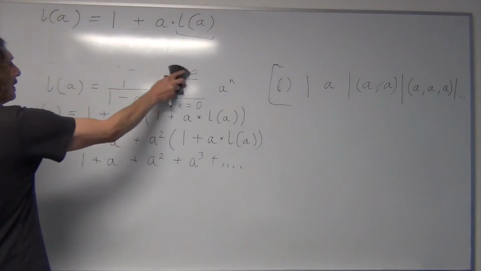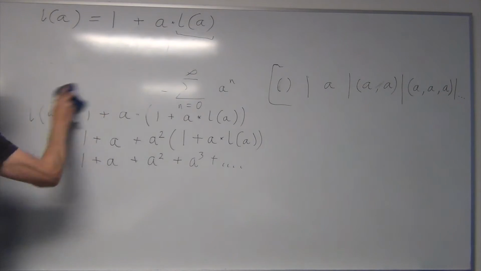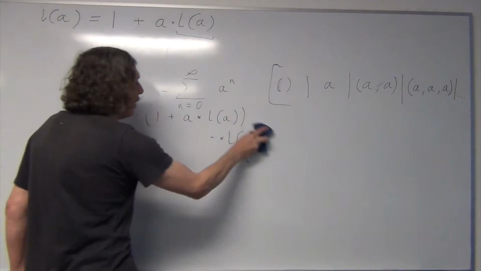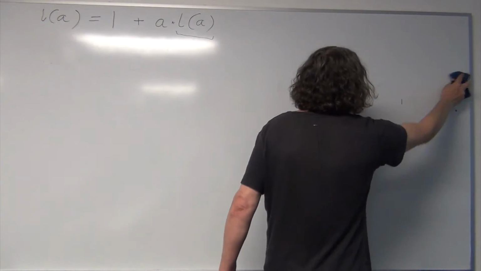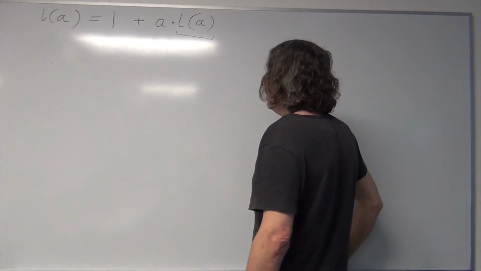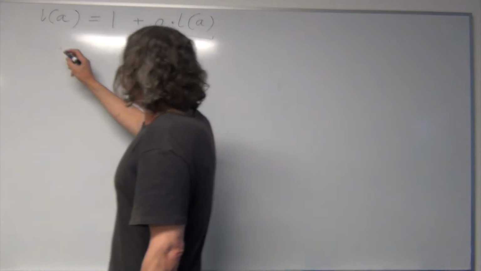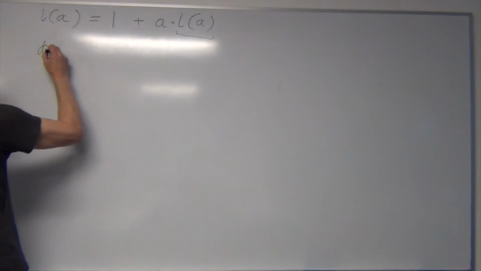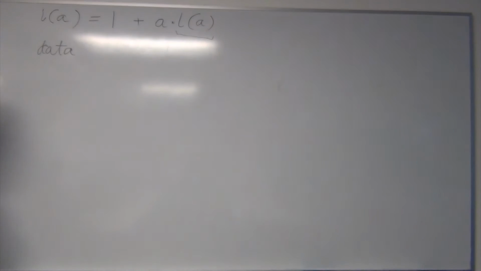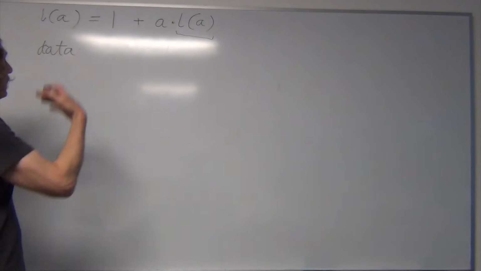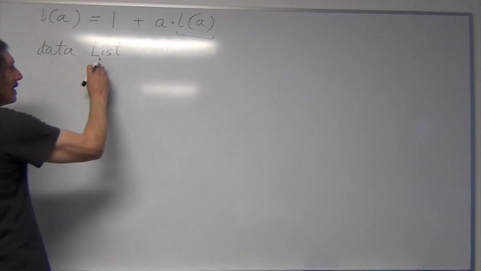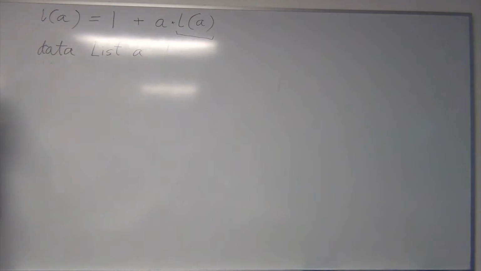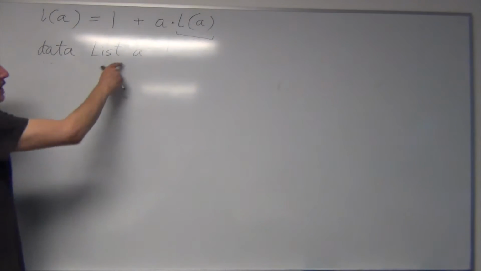So let me rewrite this starting from our list language, okay? And I'll be more careful with naming things. So I will say data, because I'm defining a new data type using this equation, and I will call it list. That's my type constructor that takes one argument, A. List of A. A is a type variable, right?